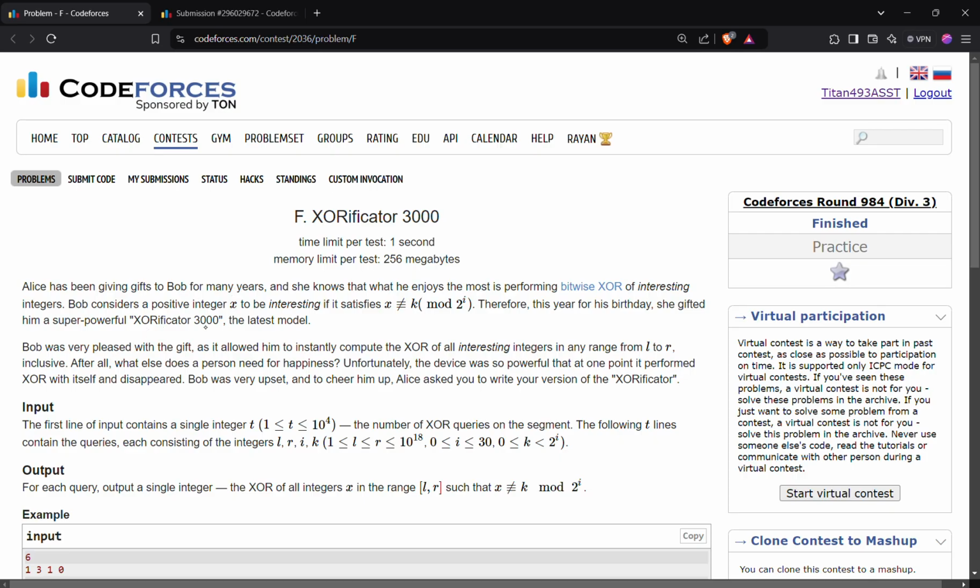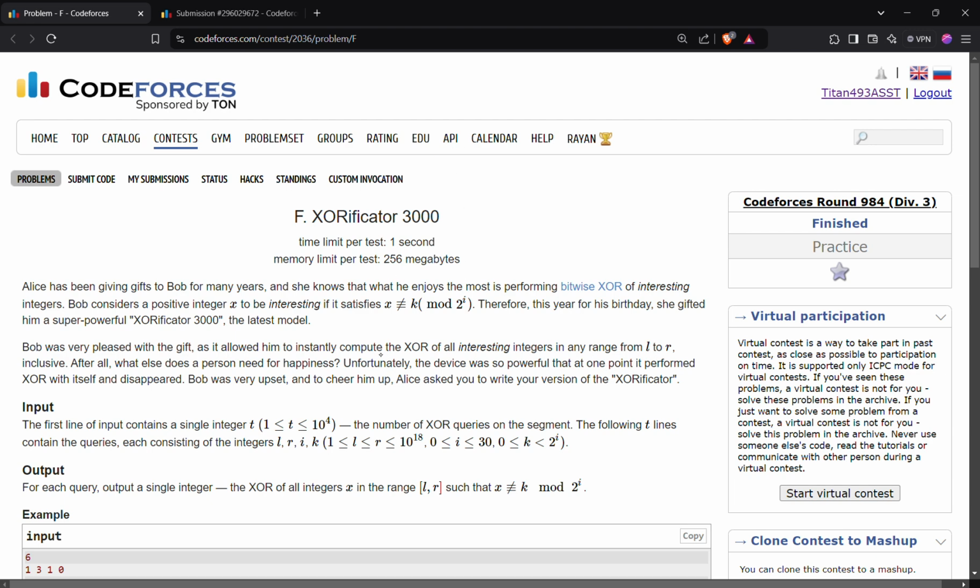Therefore, this year for his birthday, she gifted him a super powerful Xorificator 3000, the latest model. Bob was very pleased with the gift as it allowed him to instantly compute the XOR for all interesting integers in any range from L to R. Okay, so any range from L to R.